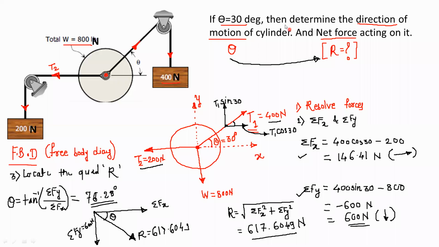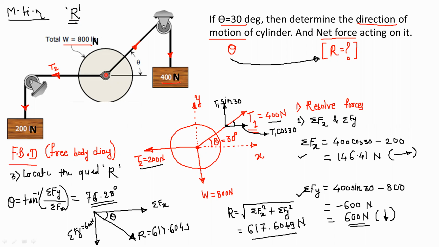So now we have to determine the direction of motion. What is the meaning of this resultant? If you apply a force in this direction and a second force in this direction, then in which direction will this cylinder move? The motion of the cylinder or any object depends on the direction of the resultant. So the resultant motion will be in the same direction as the resultant.